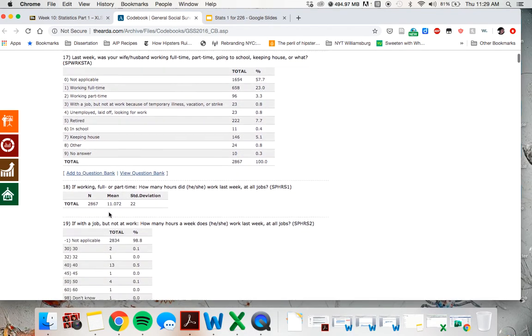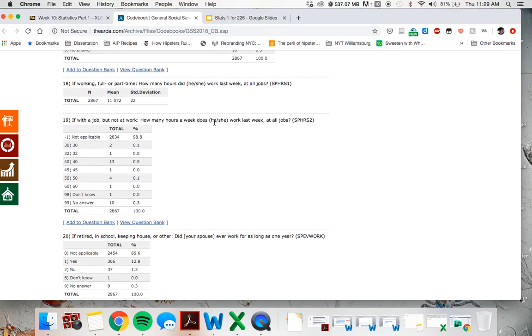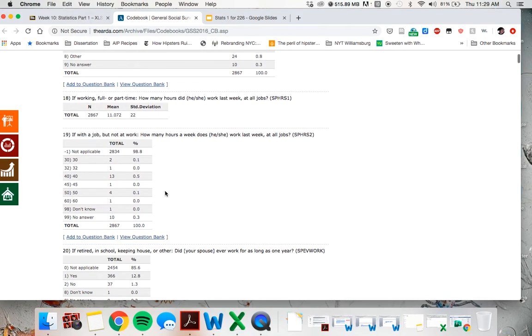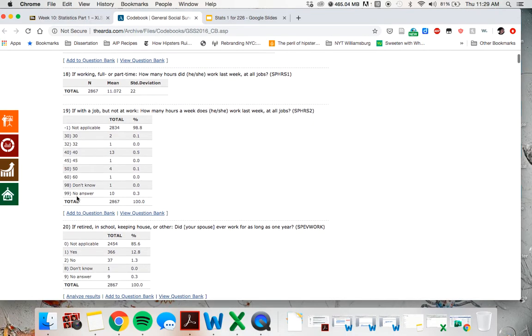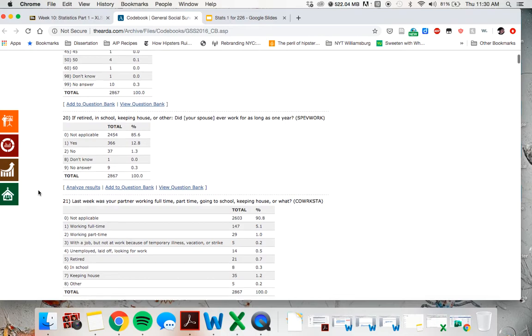Let's see. So this is if you have a job but you're not at work, how many hours a week does he or she work? So this is coming off of a previous question about how many hours your spouse works. So this is an interval ratio level question. These are the different answers that people gave, the specific numbers. So we know that the difference between 30 hours and 32 hours is 2 hours, and that's always going to be the same. So that's interval ratio.